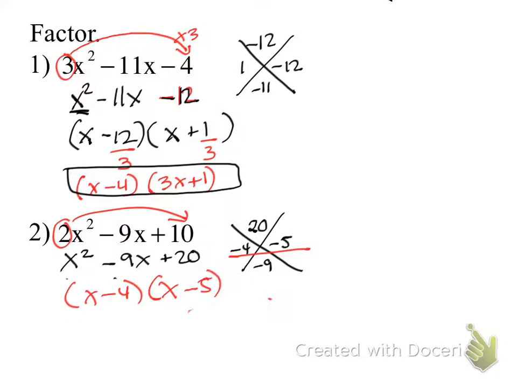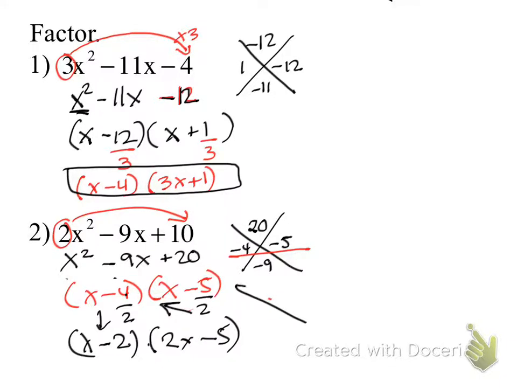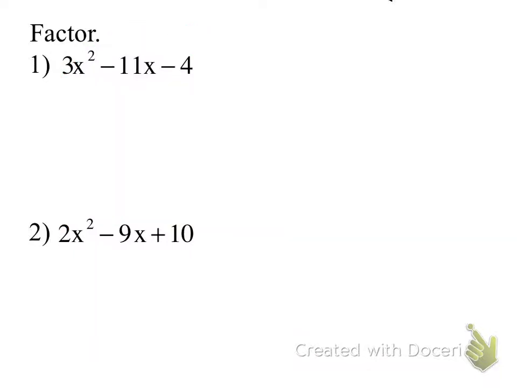But now, when I'm dividing by 2, this is just an extension of this. x minus 2, 4 divided by 2 is 2. And this doesn't divide, so I put it as 2x minus 5. So it would really be about that order. All right, you want to try 2 on your own? Let's try them.